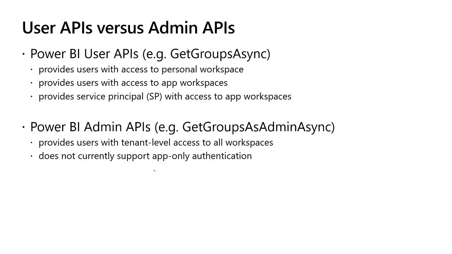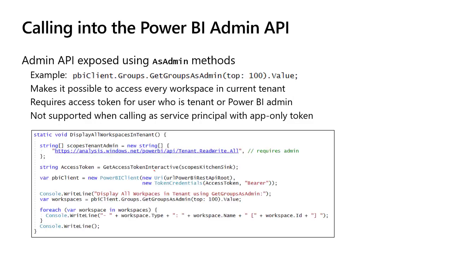Okay, and also note that in a second, we're going to talk about app-only authentication. App-only authentication only supports the user APIs today. It does not yet support the admin APIs. Okay, so here's an example of calling into the Power BI admin API. Let's go ahead and see this in a demo.